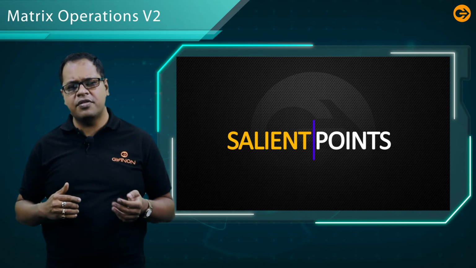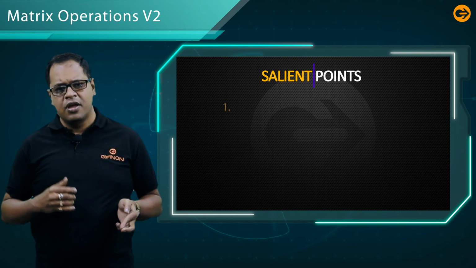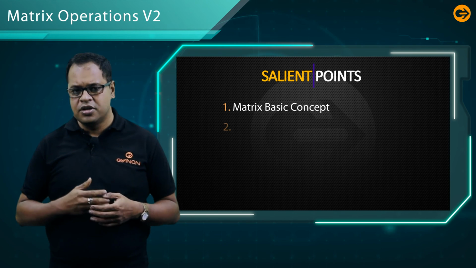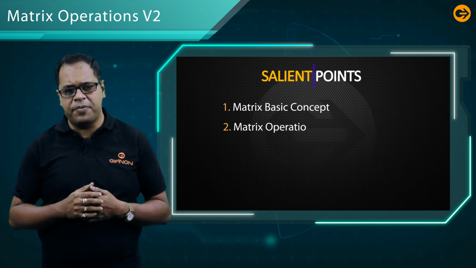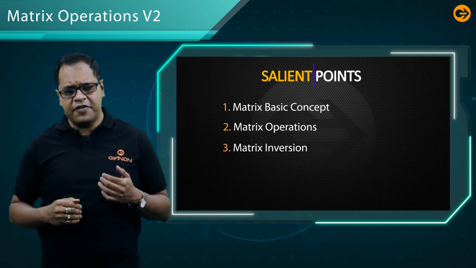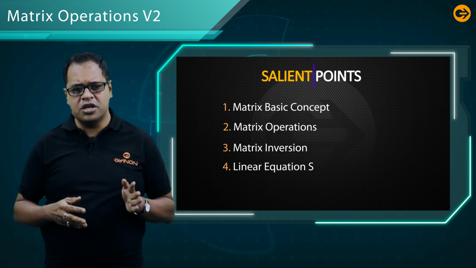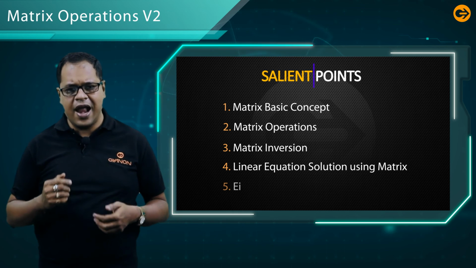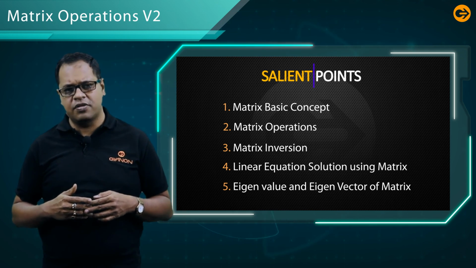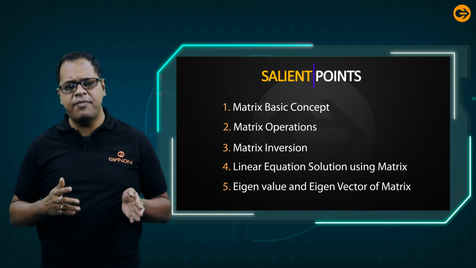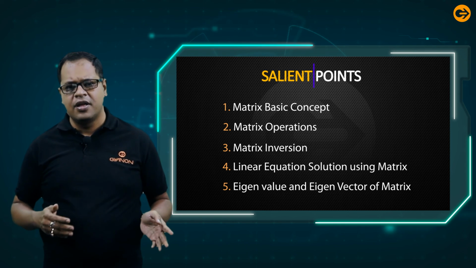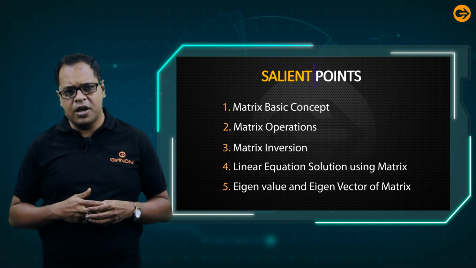So what have we discussed in these two segments? In these two segments, we discussed matrix basic concepts. After that, we discussed matrix operations, then inverse of a matrix. After that, we discussed linear equation solution using matrix. And lastly, we discussed eigenvalue and the eigenvector of a matrix. So in this segment, we have covered almost all the properties of matrices. That's all for this segment.